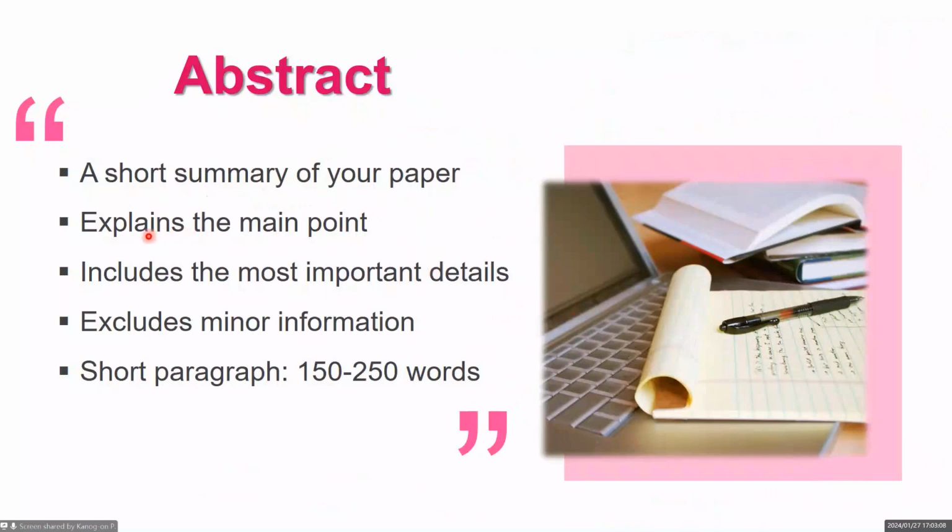So let's see here. An abstract will explain the main point. What do you want to do? What do you want to discover? The next part is to include the most important details, showing how you collect the data or what the result is. You should not include minor information. You just choose the most important ones to summarize. So it's just a short paragraph, only one paragraph, 150 to 250 words.